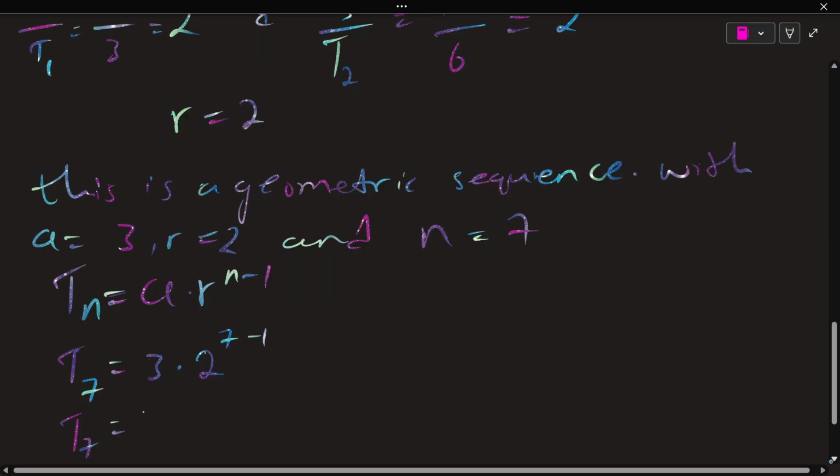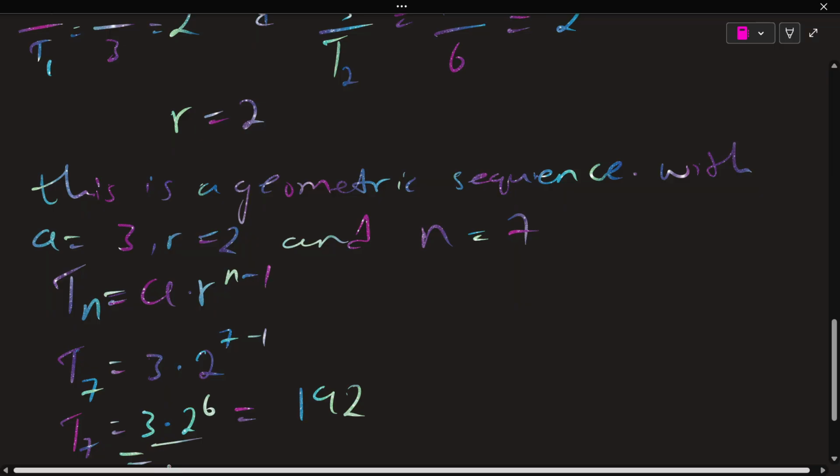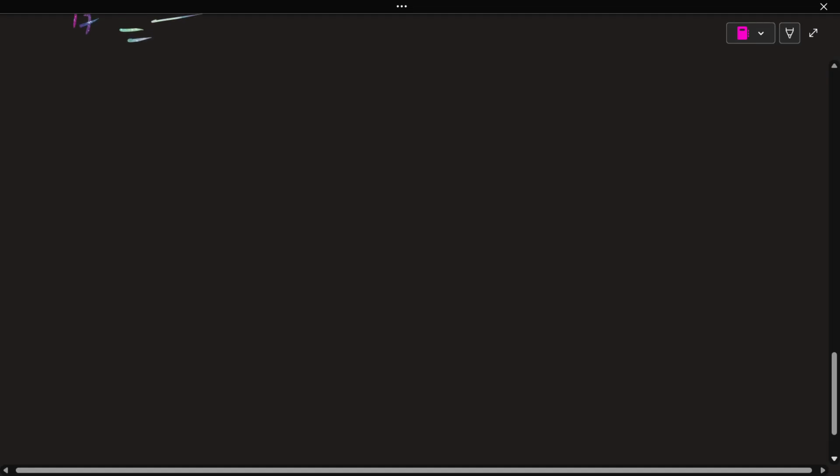Now this implies that the seventh term is equal to 3 multiplied by 2 to the exponent 6, which gives us 192. From my calculator, it shows that this gives us 192. So the seventh term that we're looking for is equal to 192. That's it.